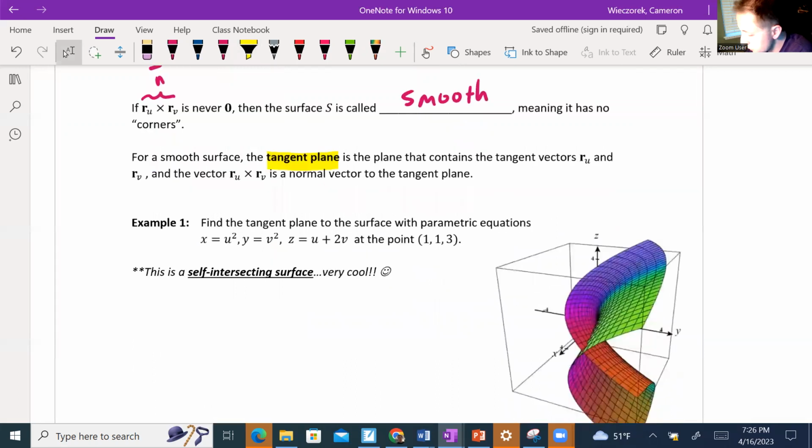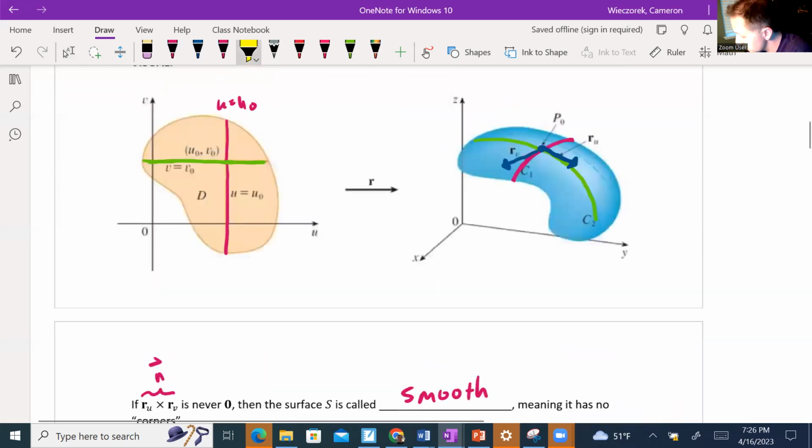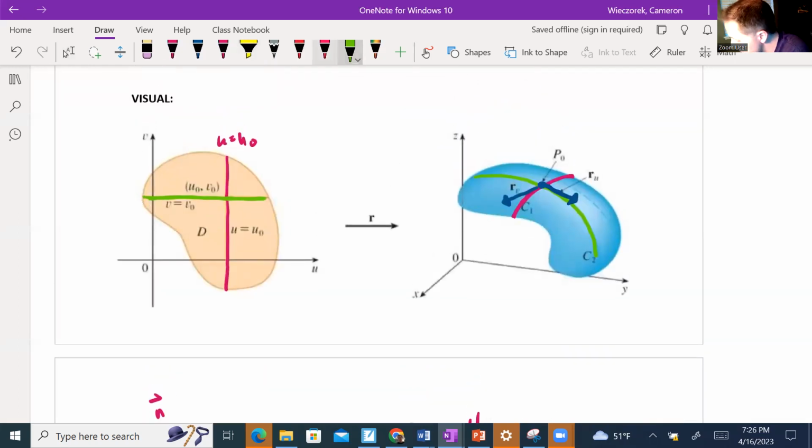And so then the cross product of those two vectors, RU cross RV, would be the normal vector to that tangent plane. So if I sketched it here, it'd be like a vector coming up. There would be your normal vector, RU cross RV.